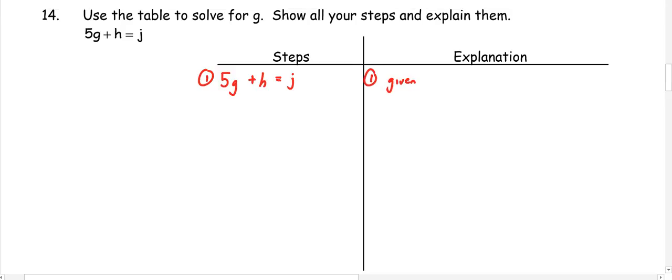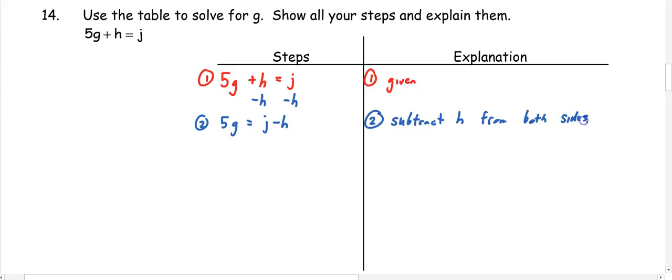Then in the next step, to get g by itself, we need to subtract h from both sides. So that we get 5g equals 7 minus h. And our explanation is subtract h from both sides. Make sure that you're saying from both sides so that you're keeping your equation balanced. And then our final step would be to divide both sides by 5. And we get g equals 7 minus h over 5. So step 3 would be divide by 5 on both sides.